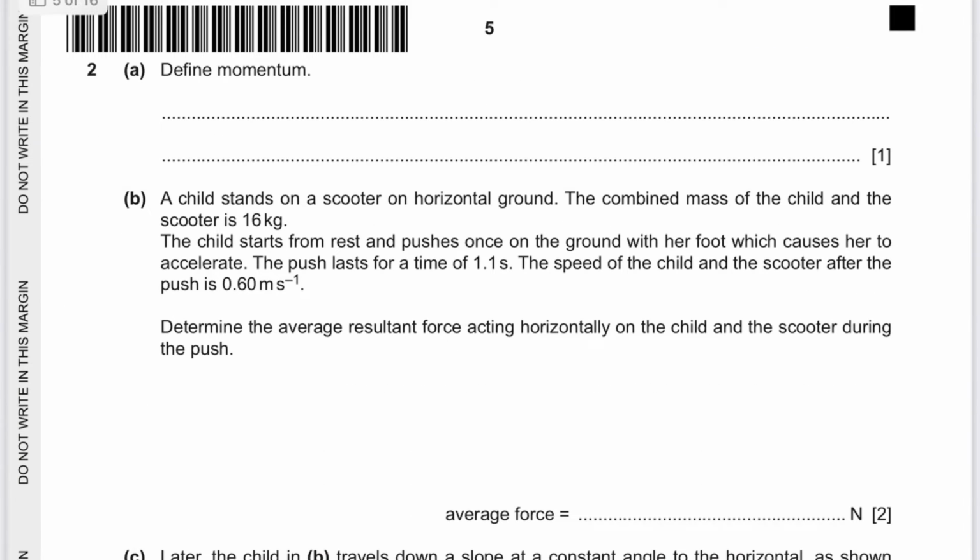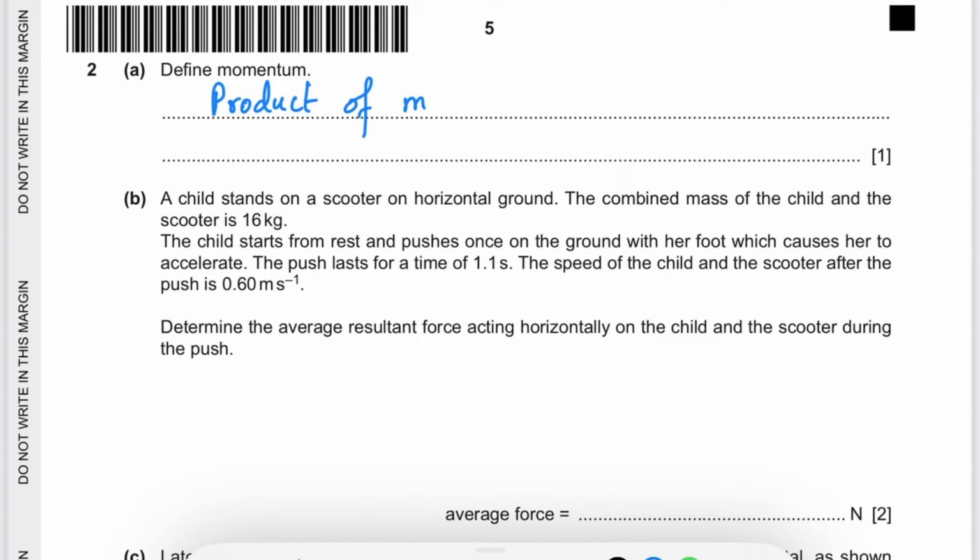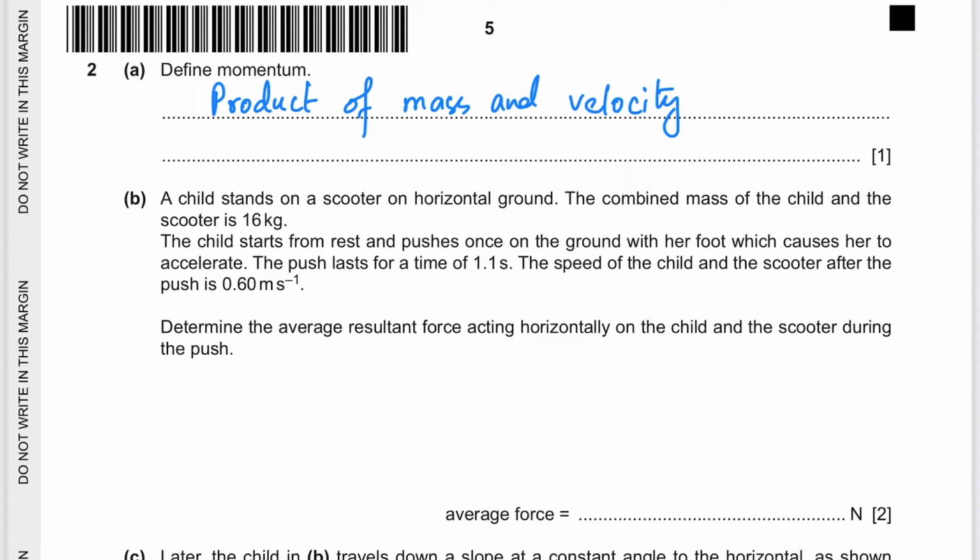Define momentum. So momentum is the product of mass and velocity. Which is why it is also a vector quantity, because it has direction.